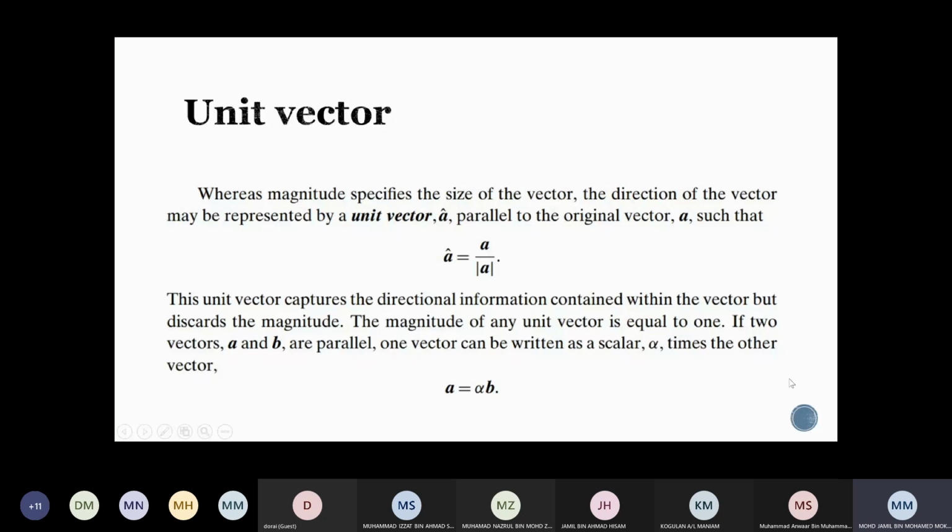Okay, so let's say if two vectors, A and B, are parallel. Parallel maksudnya selari. So one vector can be written as a scalar, scalar means macam berkali, to the other vector. So let's say A equals alpha B. Meaning that A is parallel with B, tetapi dia punya scale is alpha. Okay, dia punya magnitude is different.